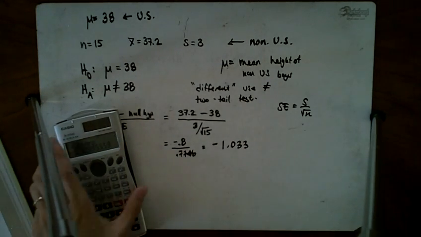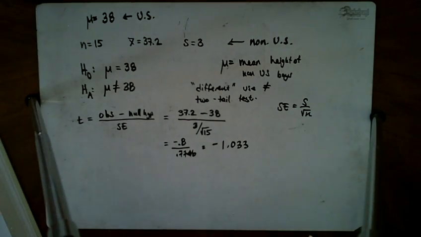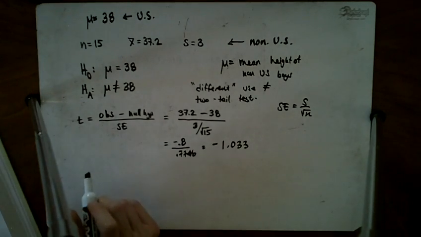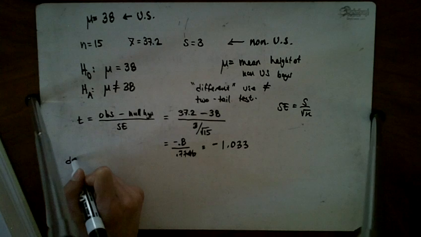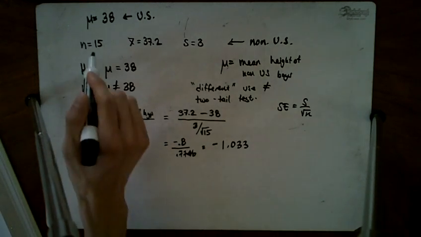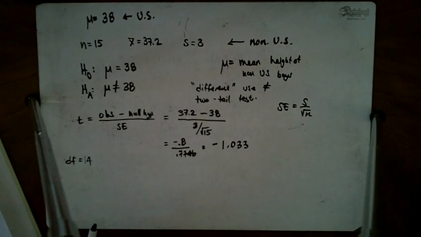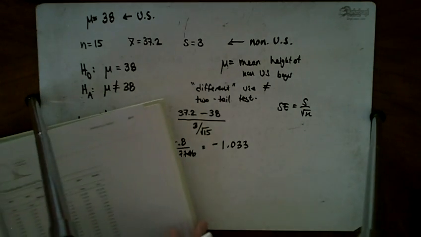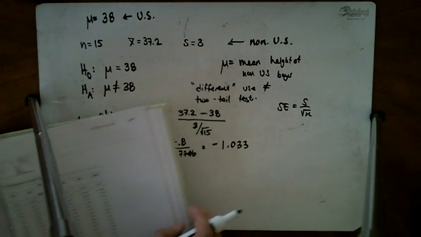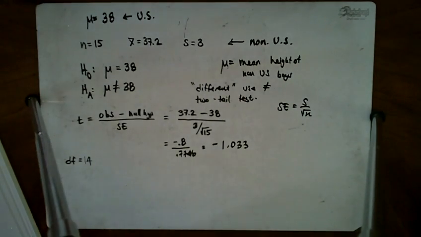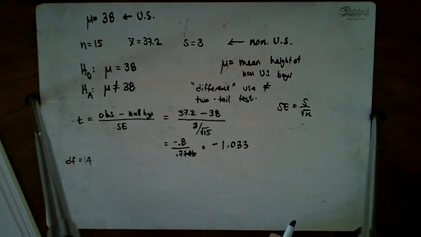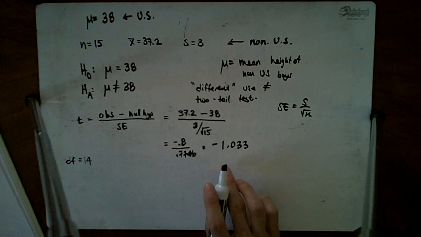Here, I'm going to look this up in my t-table. To do this, I have to figure out my degrees of freedom. If my n is 15, my degrees of freedom is 14. I go over to my t-table, to the row that says 14 degrees of freedom, and I want to see where 1.033 fits. Again, the t-table only shows positive numbers, so I'm just going to ignore the sign here.